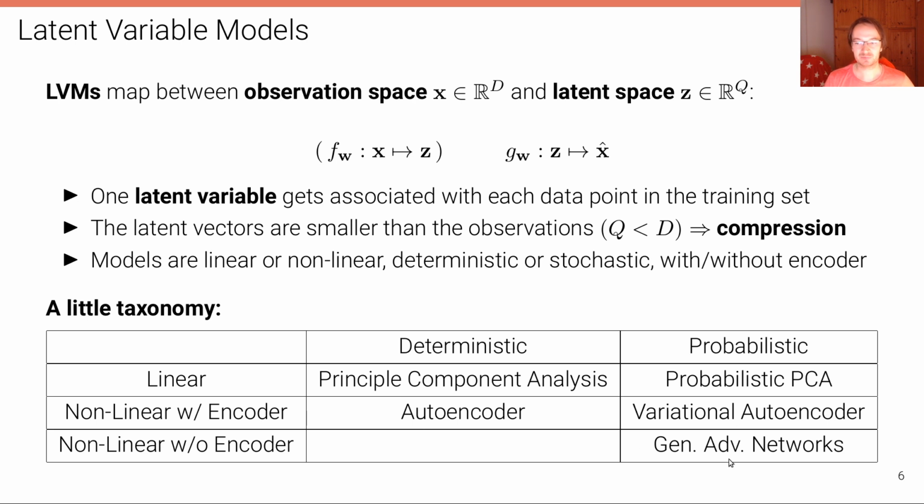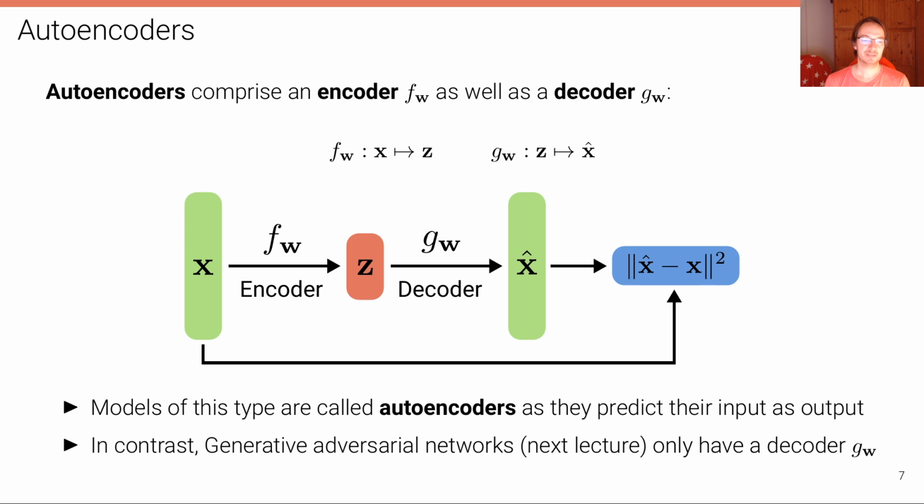And then in the next lecture, we're going to cover generative adversarial networks, which are also probabilistic generative models like variational autoencoders. They also allow for sampling data points, but they don't have an encoder. The next term we get to know is the term autoencoder. Autoencoders comprise both an encoder as well as a decoder, in contrast to GANs, which just have a decoder. So here we really have an encoder F and a decoder G.